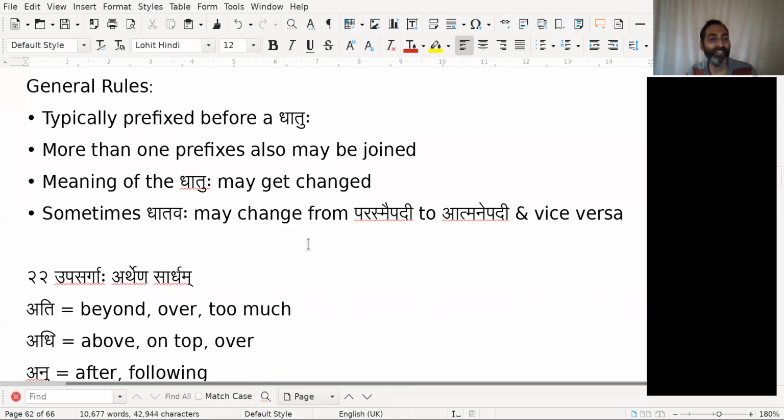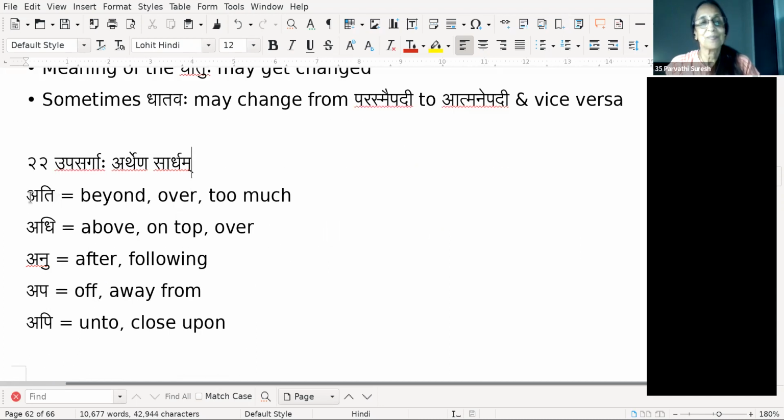Now I'll list out these twenty-two. Dvaadasha, the upasargas along with their meanings. Saardham is like saha, with. In time we learn. Ati is one. You don't need to remember the meanings and other things; it's just a list I thought I'll give as a reference, because this is the place where you talk about upasarga. Later in life, you may not have a discussion where you discuss upasarga. Then adhi. These are the typical meanings which happen when you attach them.